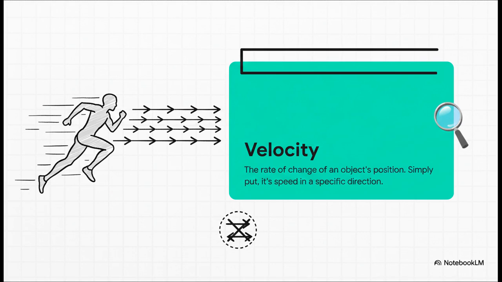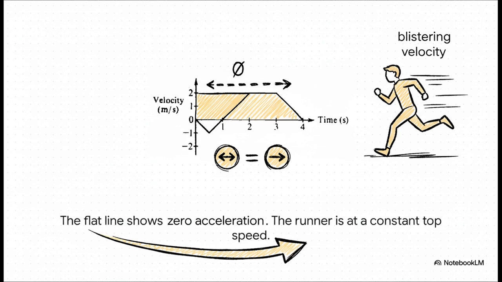And this is the important part. It's now constant. The change in velocity has dropped to 0. If we look back at our graph, you can see this perfectly. The line just goes flat. A horizontal line on a velocity time graph has a slope of 0. And what did we say the slope was? Acceleration. So a 0 slope means 0 acceleration. The runner is just flying down that track at a constant, incredible velocity.